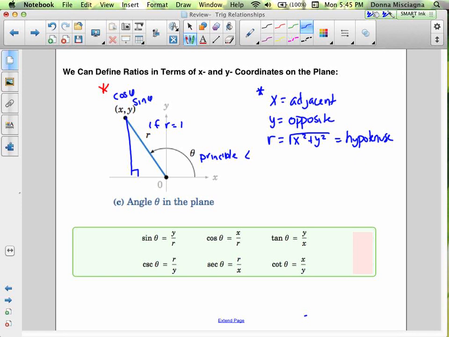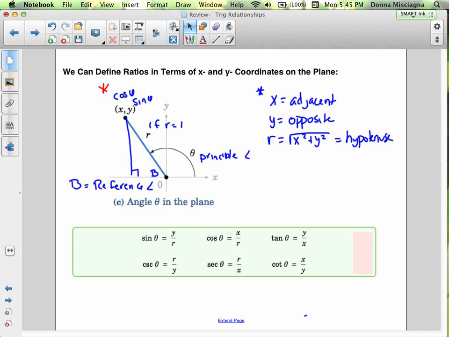But this right here, we'll just call it angle B. All right, so angle B here is the reference angle, and we use that to evaluate our principal angle.